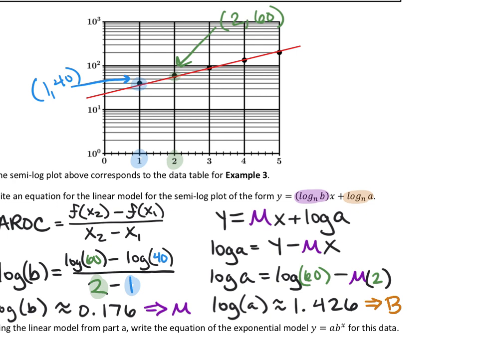So to finally answer this question, and I've run out of room, so I'm going to come up here to the side to do it. It says, write an equation for the linear model for the semilog plot of the form y equals mx plus b. We've done that. Our equation is y equal to 0.176 times x plus 1.426.